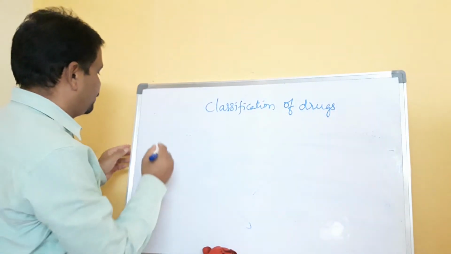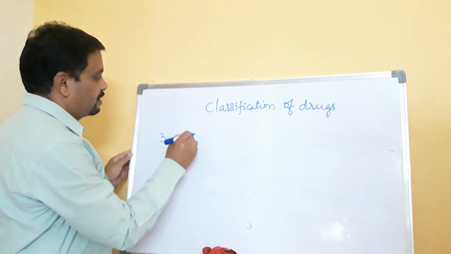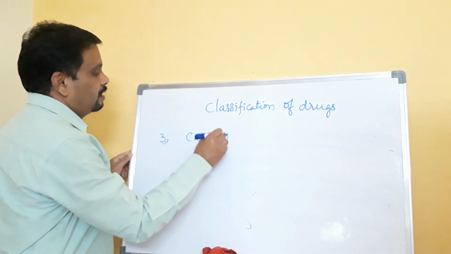The third classification of drugs is on the basis of chemical structure.